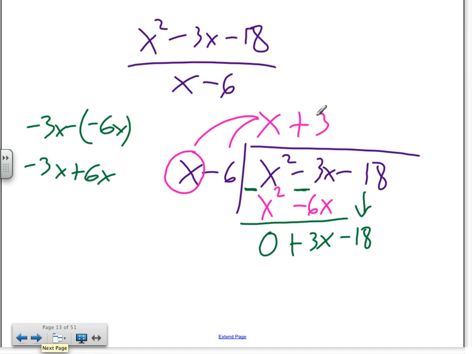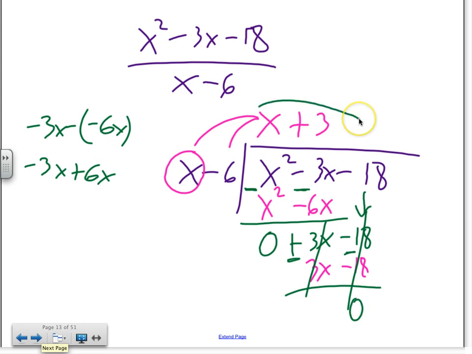And then we distribute again. 3 times x is 3x. 3 times negative 6? Negative 18. And what do we do once we obtain that? Subtract. Watch what happens. 3x minus 3x? 0. Negative 18 minus negative 18? 0. So we're gone, right? 0 remainder. And check back to our answer again. Is that the same thing we got before? x plus 3. And this is called the long division approach.